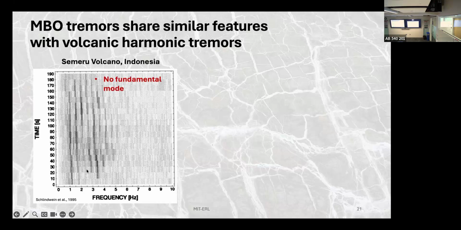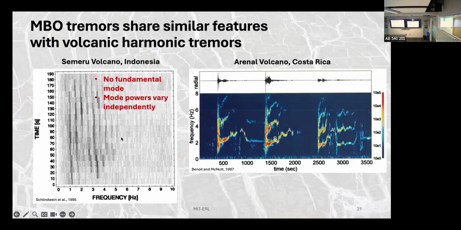And in this case, they also observed that the fundamental mode of the harmonic series is missing, which is also seen in our signal. And also they saw that the mode powers seem to vary independently. And you can kind of see that in this spectrogram as well. So these two very mysterious features were actually common between our tremors and volcanic tremors.